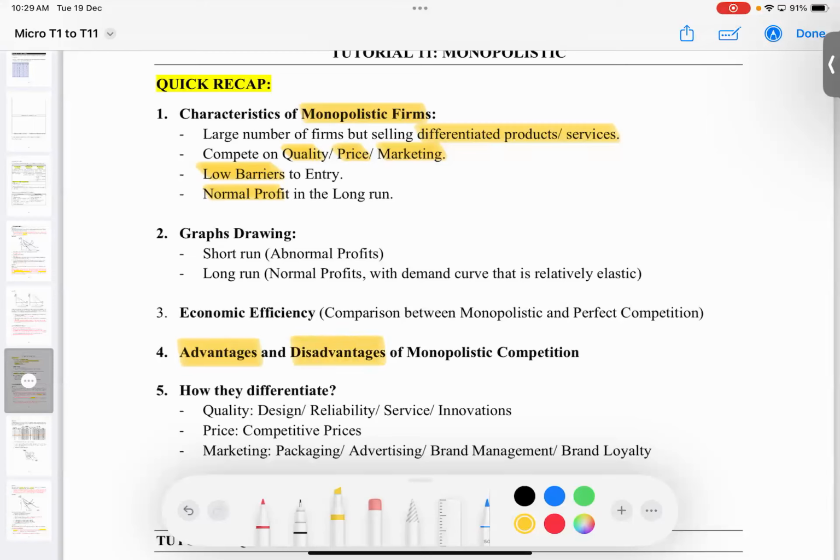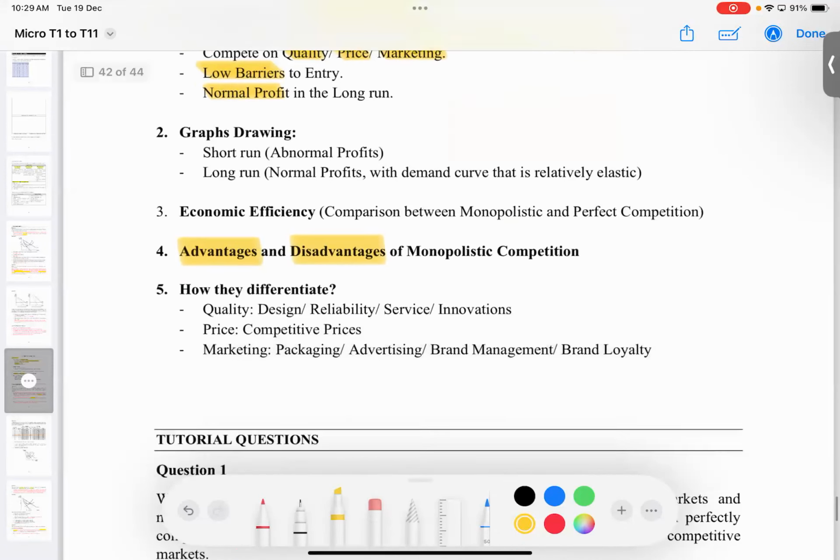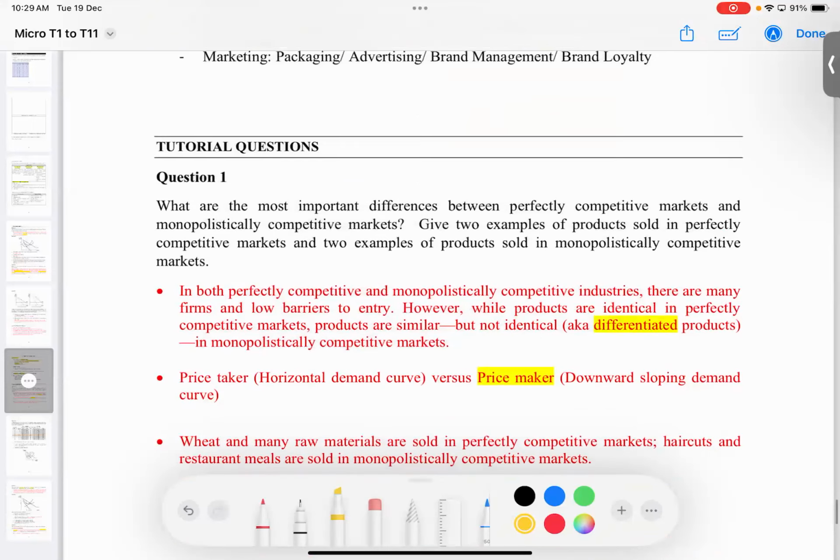They are neither productively efficient nor allocatively efficient. That will be the main disadvantage of monopolistic competition. So that's the things you need to know for the recap of this topic itself. And now let's have a look into the tutorial questions.